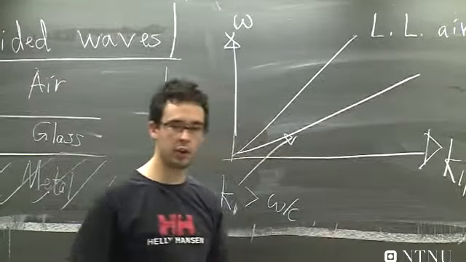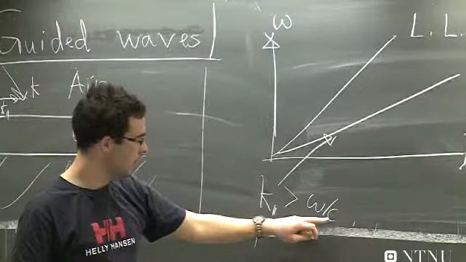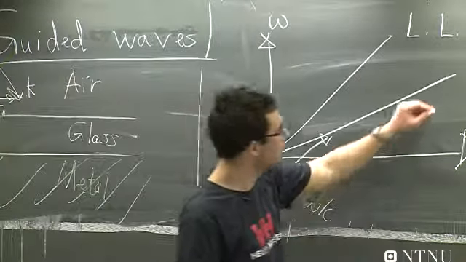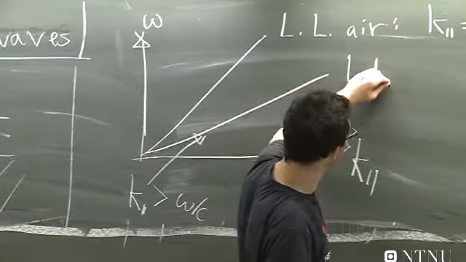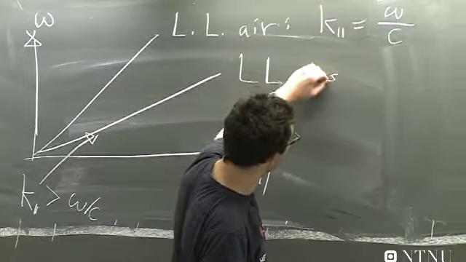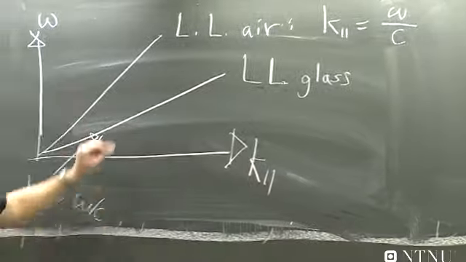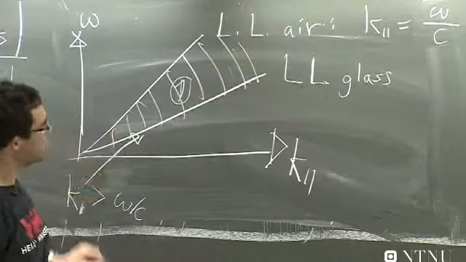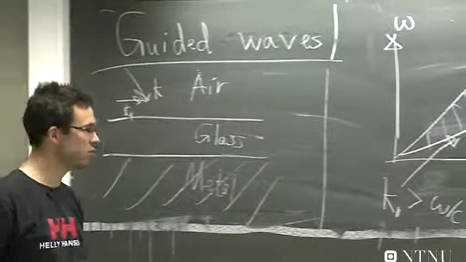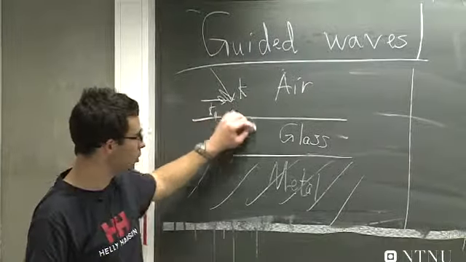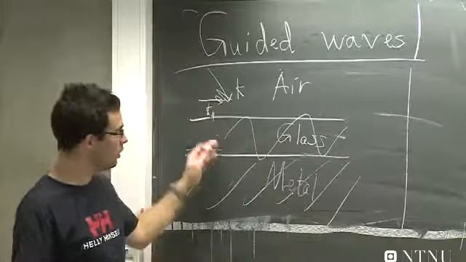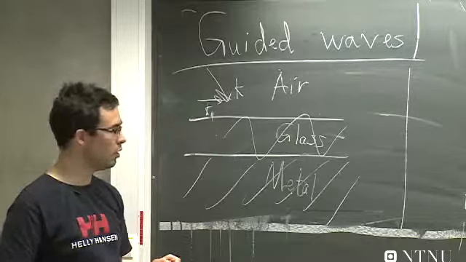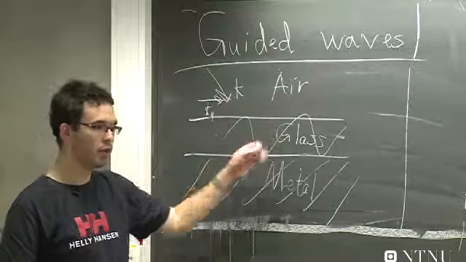For glass, the dielectric constant is different, so the velocity of the wave is different here. So this is the light line for glass. This is what we talked about before. And then in region 1, here, you can have guided waves, which is essentially total internal reflection. The light is sort of bouncing up and down. That's the geometric picture, which is far from complete, but it gives you the idea.